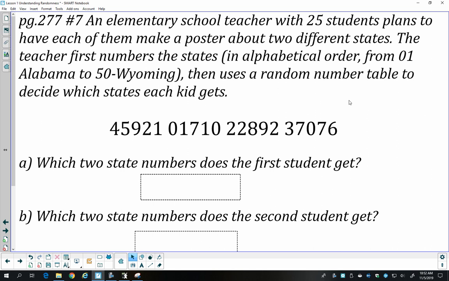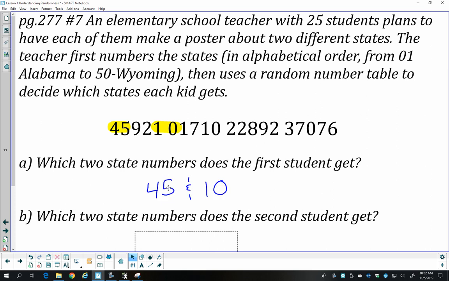And you can see that the problem we just did was generated from this problem. The first student gets the first 2 random numbers, and the second student gets the second 2 random numbers, and so on until all the states have been handed out to the 25 students. This is the same line we just used, so the first 2 random numbers that we generate, 45 and 10, because 92 doesn't fit into our range, the first student would get the states labeled 45 and 10.